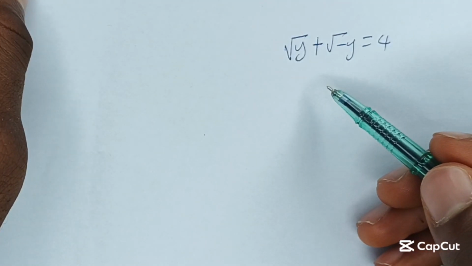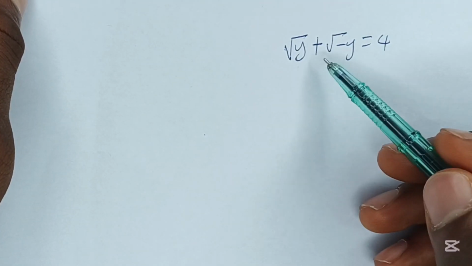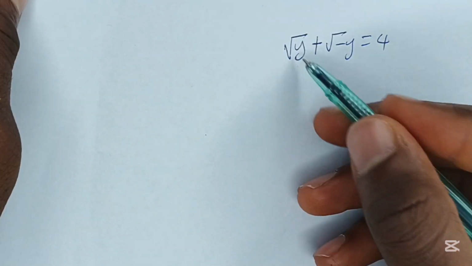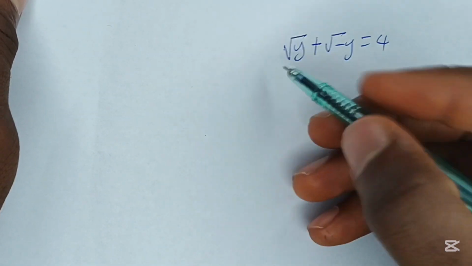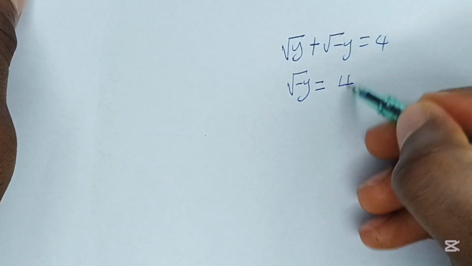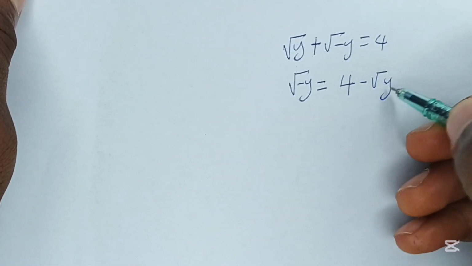Let's solve this Olympiad equation together. It says root of y plus root of minus y is equal to 4. How do we solve this? The first thing to do is that we can isolate root of minus y. So we have this to be equal to 4 minus root of y.